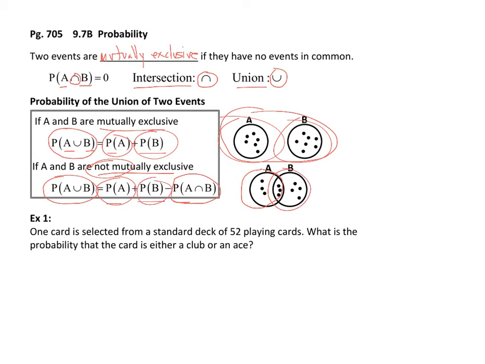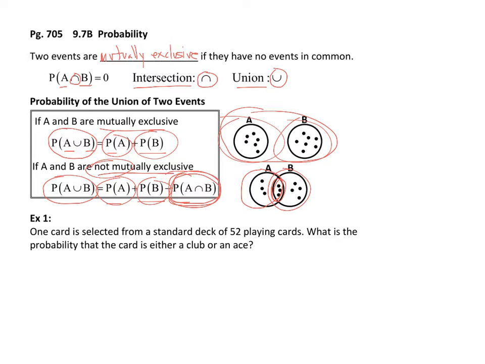But when I did that, look at this piece right here. I essentially counted that area twice, and you don't want to count it twice. So I'm going to subtract that intersection once. And that will give me the actual probability.